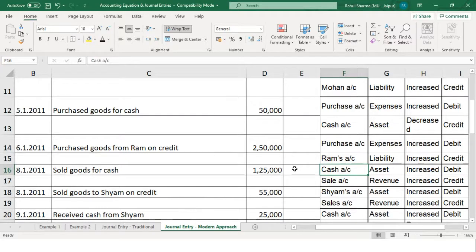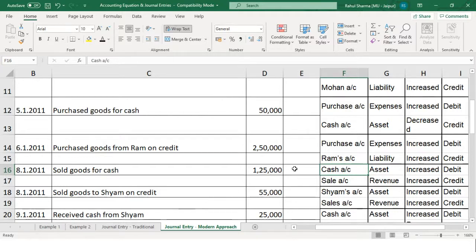Then I sold the goods for cash, so it's a sale. Sale is a revenue. So if I'm doing a sale, my sale is increasing. If it increases, it's again credit. Similarly, we move to the last transaction of the day. Sold goods to Sham on credit.